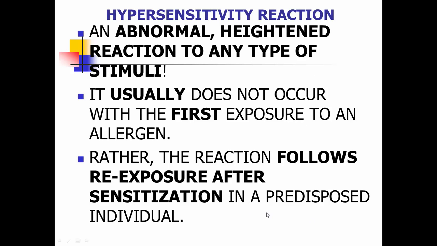Okay, hypersensitivity reaction is on page 217 in your old book and 209 in your new book. This is a definition. It is an abnormal heightened reaction to any type of stimuli. It usually does not occur with the first exposure to an allergen, so you're sensitized on the first exposure. So we're talking about primary exposure and secondary exposure, just like we were talking about when you have a primary immune response where you form all those antibodies, and the secondary response is quicker when you come in contact with that antigen again.